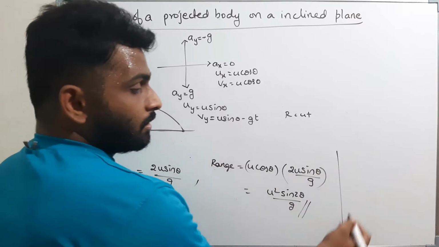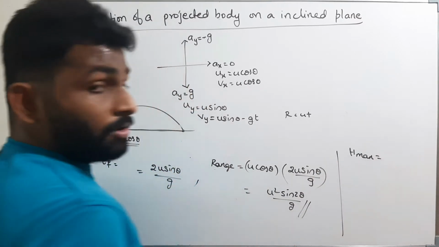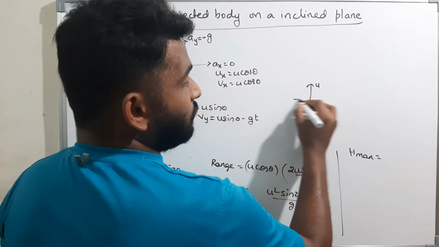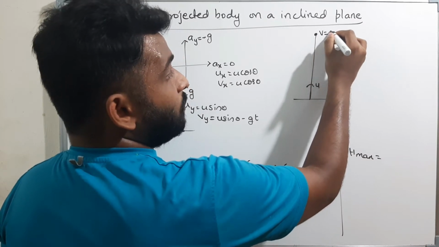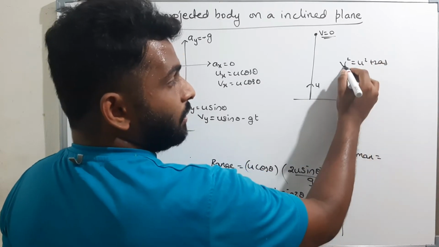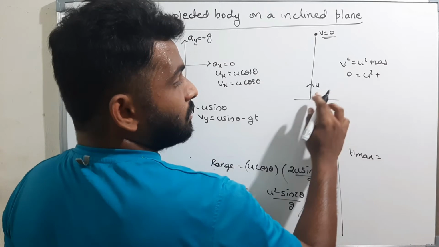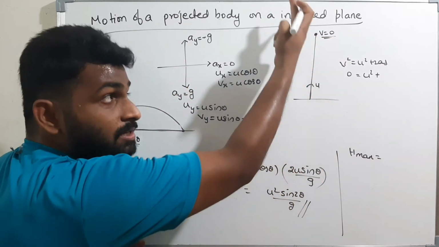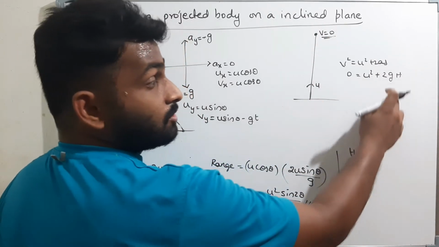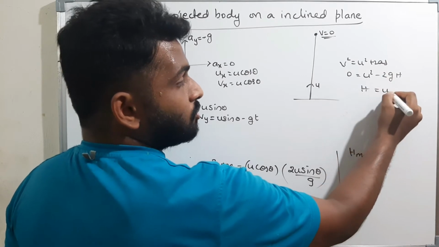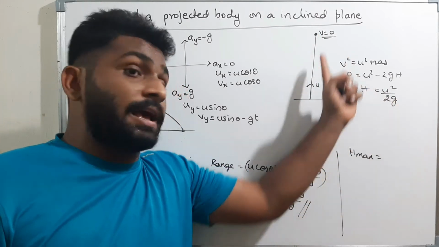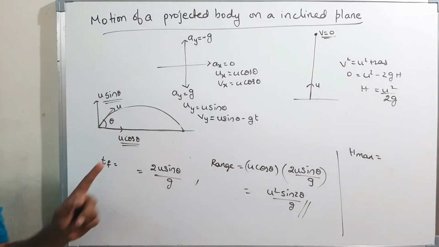Okay, now what is the maximum height? When the body is projected with a velocity u from the surface, at the maximum height the velocity is 0. Therefore, v square is equal to u square plus 2as. The final velocity is 0. The initial velocity is u square, plus 2 into the vertical acceleration, which is minus g, and s is nothing but the maximum height h. Therefore, h is nothing but u square by 2g, where h is the maximum height, u is the vertical velocity, and g is the vertical acceleration. Now, in this projectile motion, what is the vertical velocity?